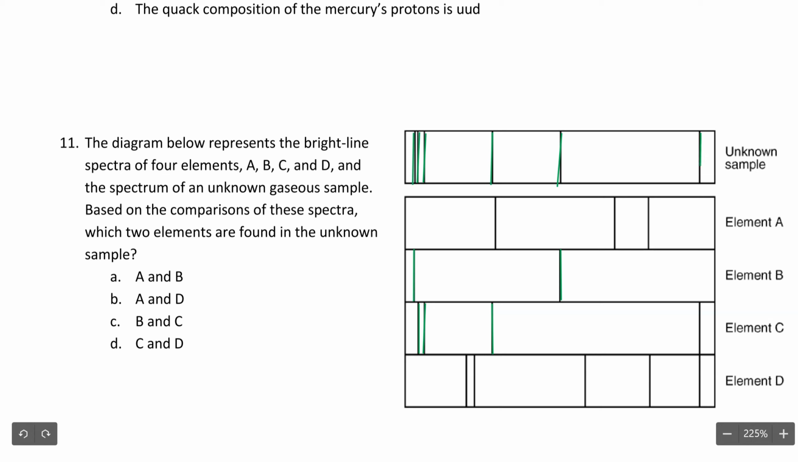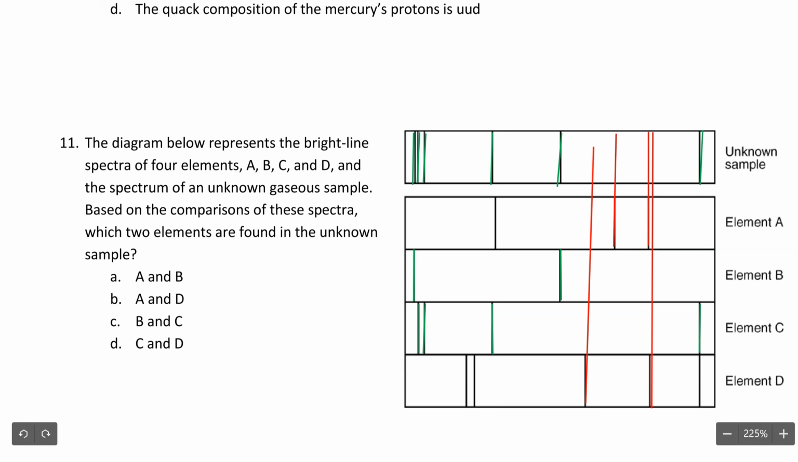And then this last line, where is this going to go? Not element B, but it matches with element C. It does match with element D too, but none of the other lines in element D match up. So we're not going to include that one. See, here's element D. I don't see a line over there for element D. I don't see a line over here. I don't see a line over here.